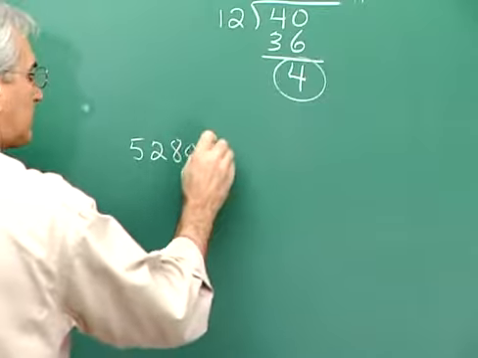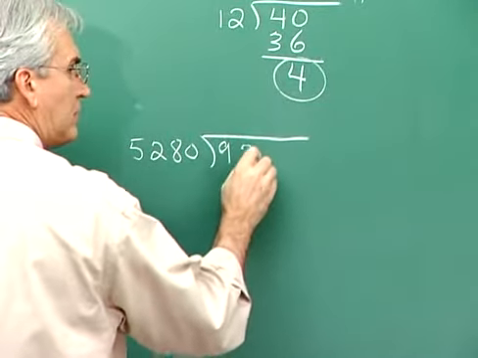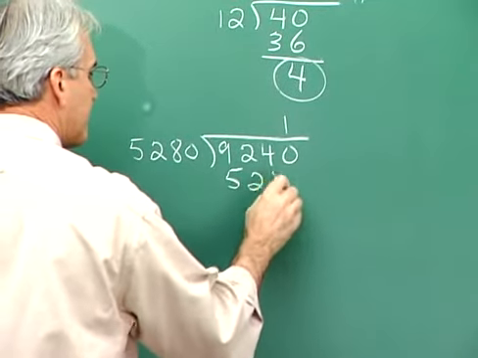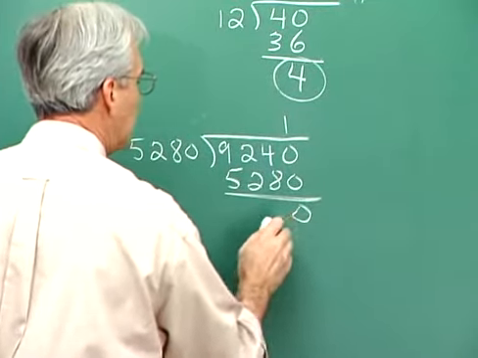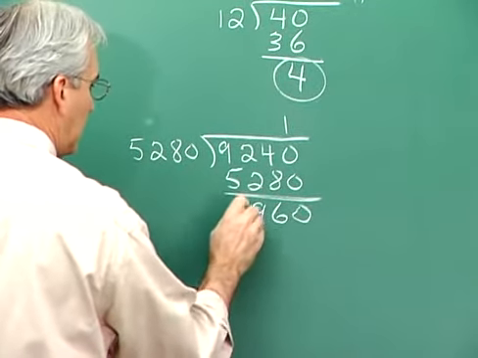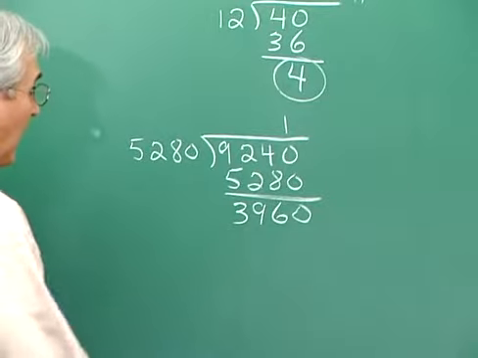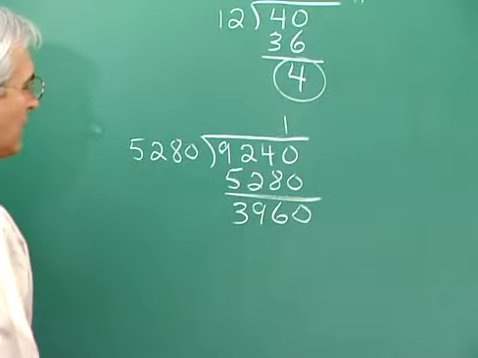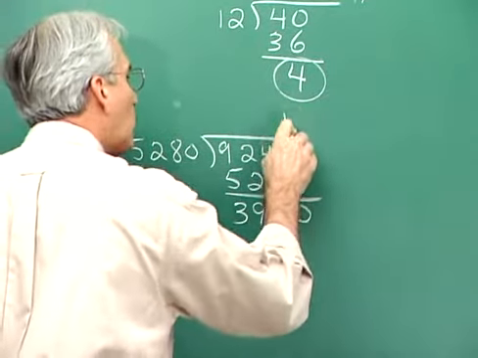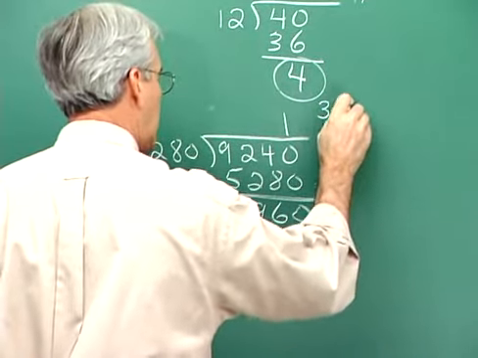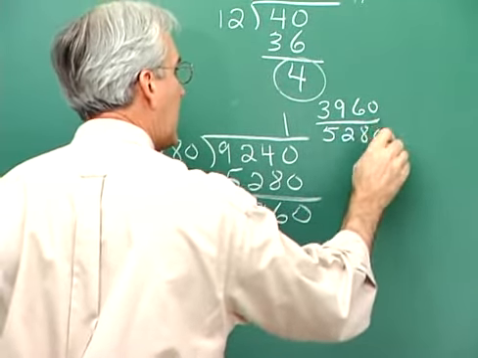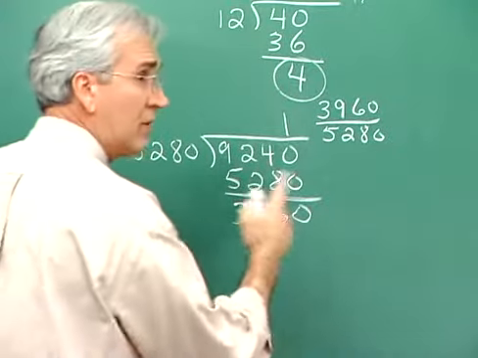5,280 into 9,240, and it'll go one time, and subtracting I get all of this. Wow, and now I have this over that. Well, it turns out that the fraction that's made here, this is 1 and 3,960 over 5,280, is reducible, and it reduces to 3/4.